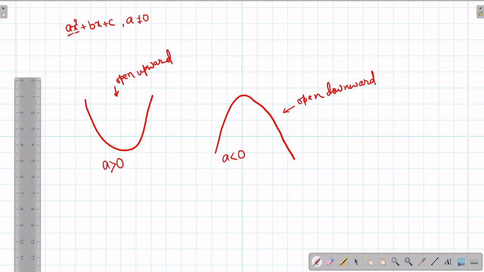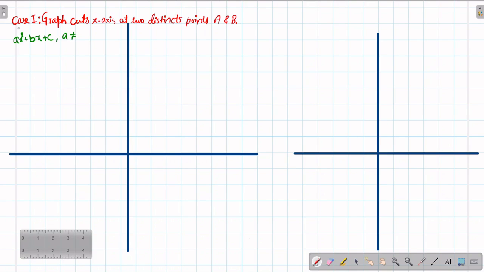If the coefficient of x square is negative, then the graph will look like this. This is very important, so just remember it. Now you come across the shape of a quadratic polynomial. So based on the shape, there may be three cases.